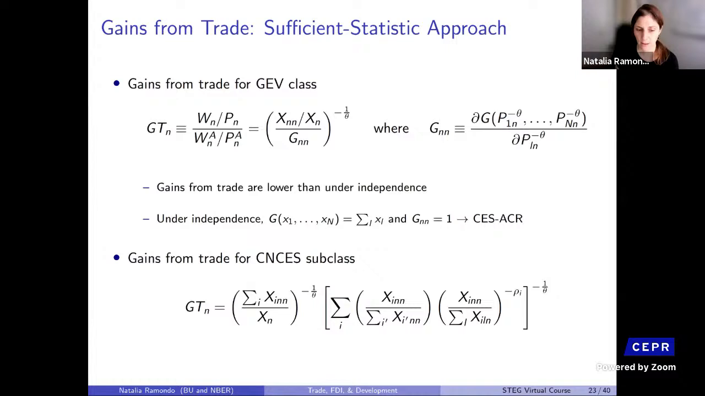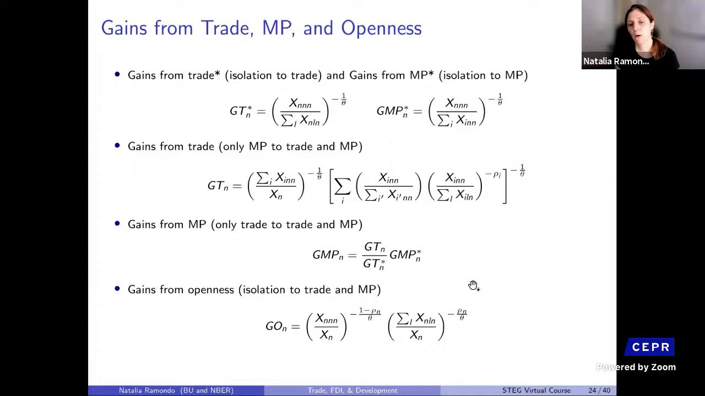So let me just define a couple of things about where we are going. Again, this paper and the model were just about computing and quantifying gains, and I just wanted to review the methodology. I'm not going to tell you the numbers because the data were old and now we have better data. So I'm going to call the gains from trade star when I go from total isolation to trade, and gains from MP star when I go from total isolation to MP. Those are very easy gains to compute. It's just an ACR type of formula: you need the domestic shares of trade or MP and some elasticity. The gains from trade, the ones that I just showed you, are when I have only MP and I go to trade and MP. And then the gains from MP are just a combination of things that I calculated before. And then I have the gains from open: I go from total isolation to open up to these two flows.